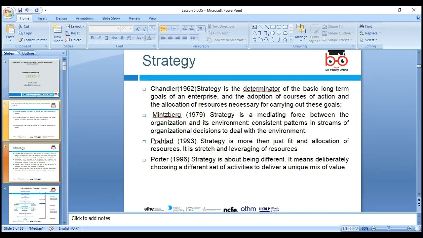First of all, we should focus on what is meant by strategy. The word strategy is derived from a Greek word used in the military: how we can tackle our enemies. In the business and marketing world, strategy is the determination of the basic long-term goals of an enterprise, the adoption of courses of action, and the allocation of resources necessary for carrying out these goals. If we want to achieve our goals, our objective means our end result, what we really want to achieve in our organization.